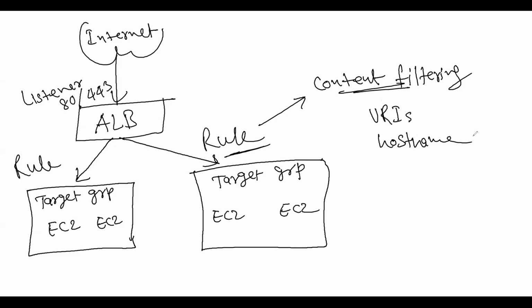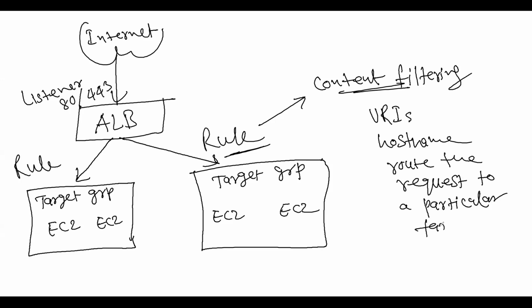Request is coming from a particular URI, or request is coming from a particular host name, right? Route the request to a particular target. Say like if some particular rule is matching, then it will come here. If some other rule is matching, it will come here. Understanding?